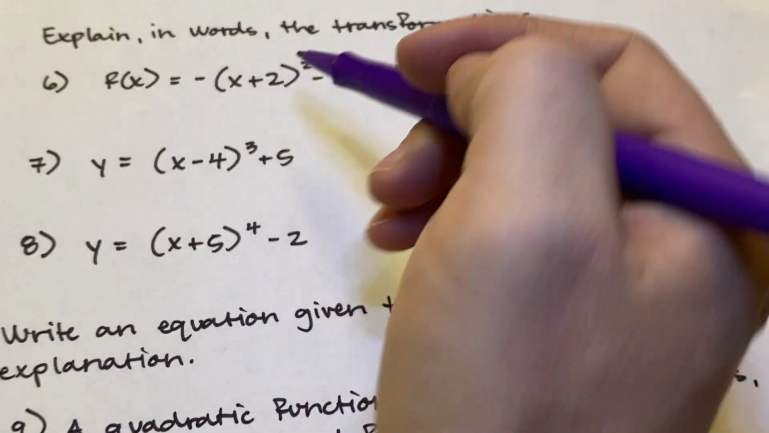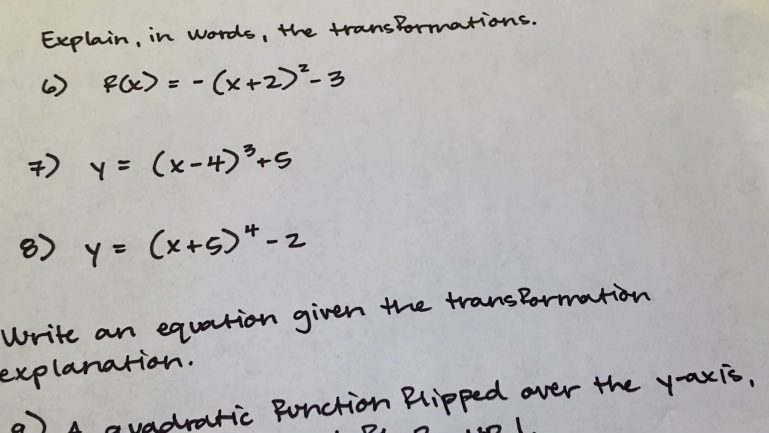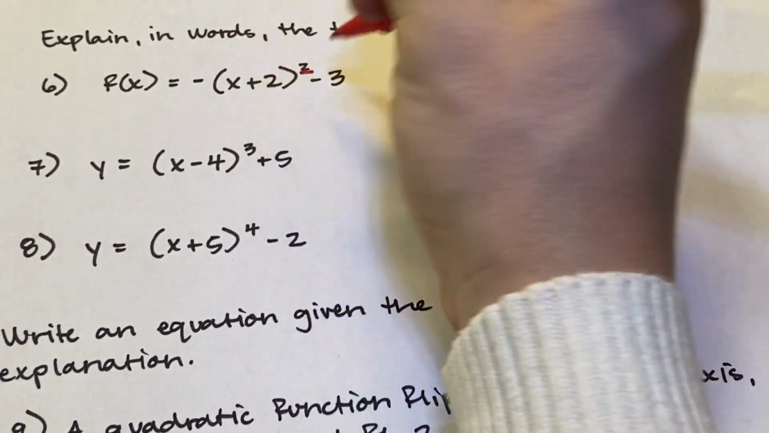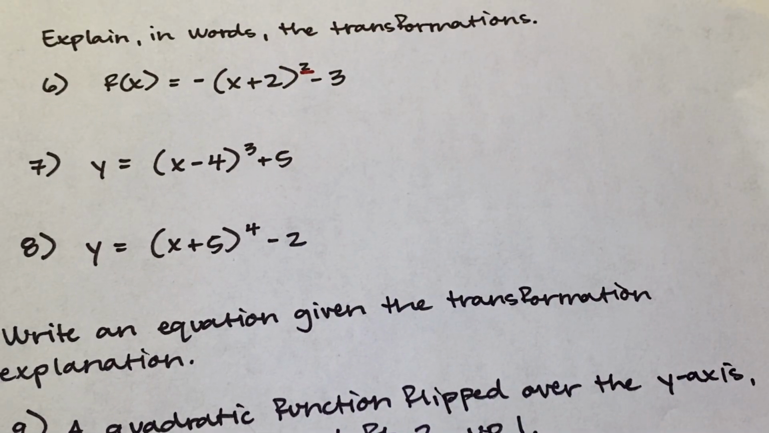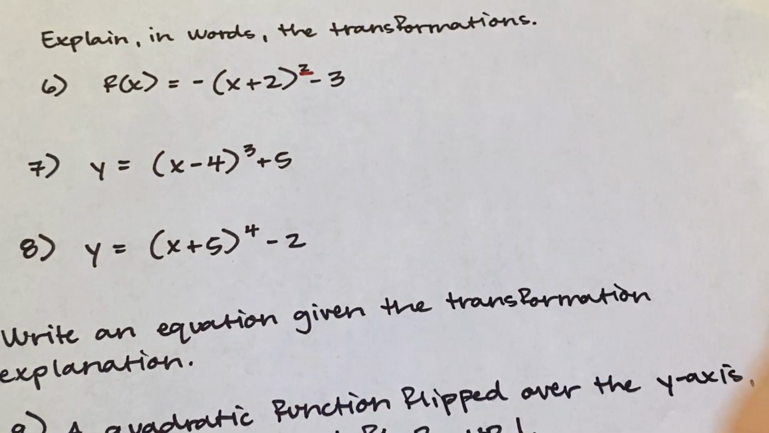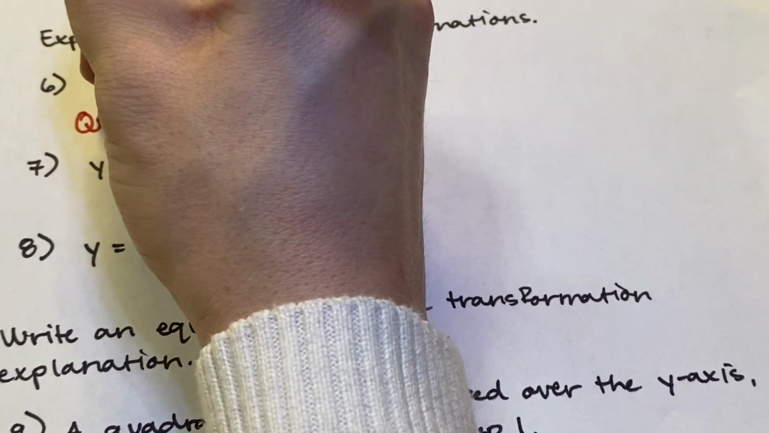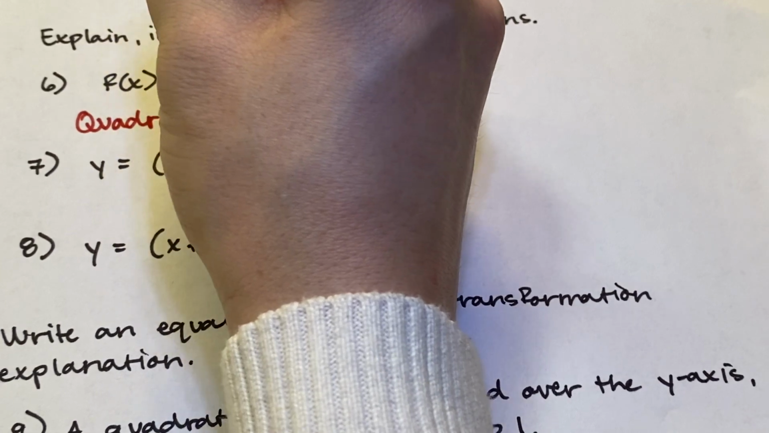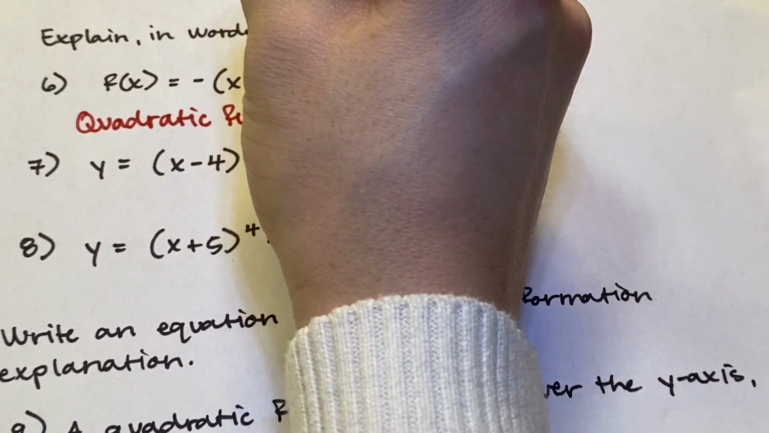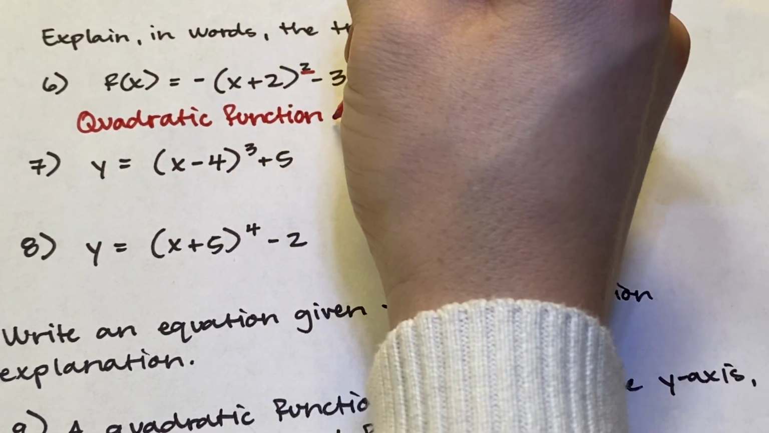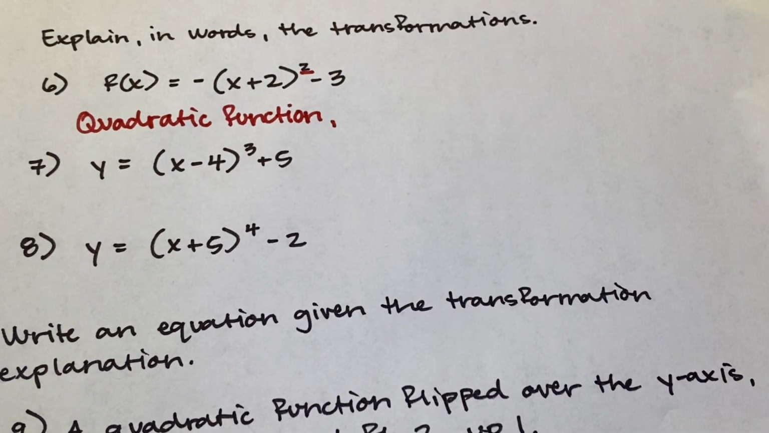So, we started off with a quadratic function. That little square, power of 2, tells me that this is a quadratic function. Okay, so start by naming what type of function it is. This guy is a quadratic function.